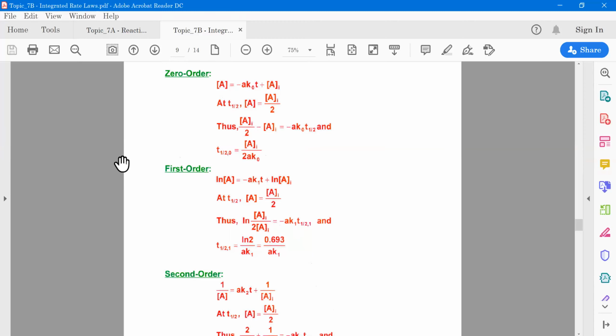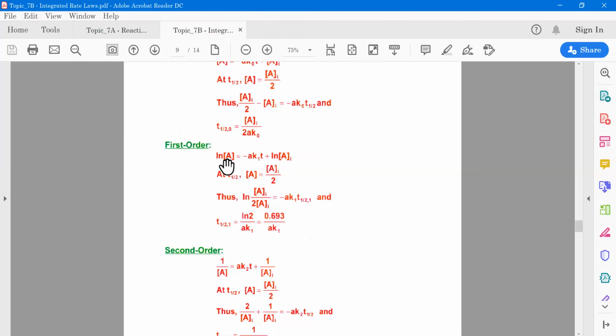For a first order reaction, we do the same thing. Here's the integrated rate expression. As we've seen before, the log of A is equal to minus a k1 times T plus the log of the initial concentration. So at the half-life, then, the concentration of A has decreased to half its initial value. So A now, at the half-life, is A sub I, the initial concentration, divided by 2. So if we put that value in for the log of A, rearrange it, you'll find that the half-life is simply the natural log of 2 over a k1. The natural log of 2 is about 0.693, so that's where this number comes from here.